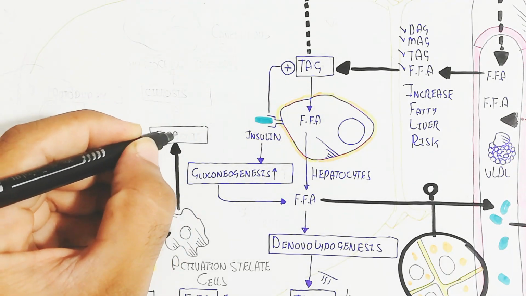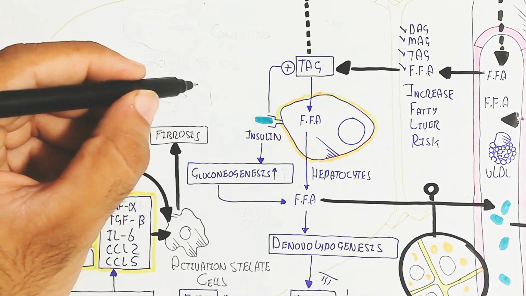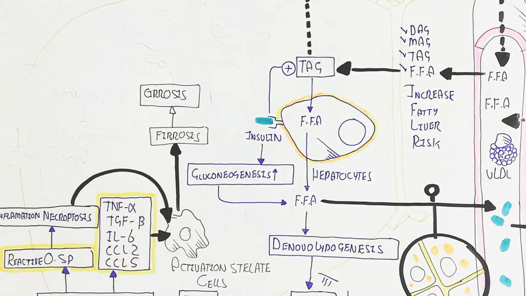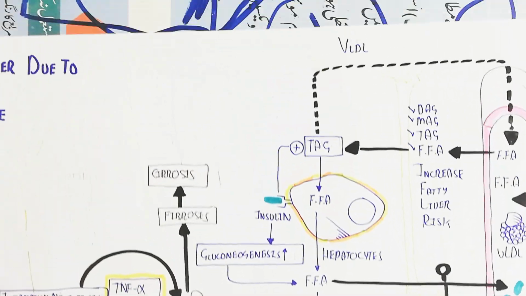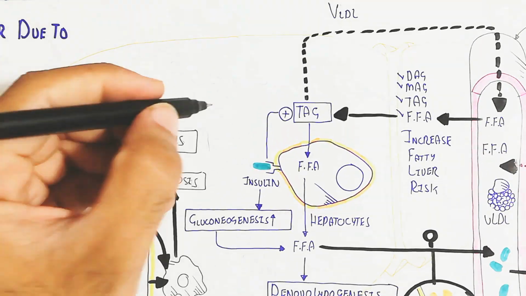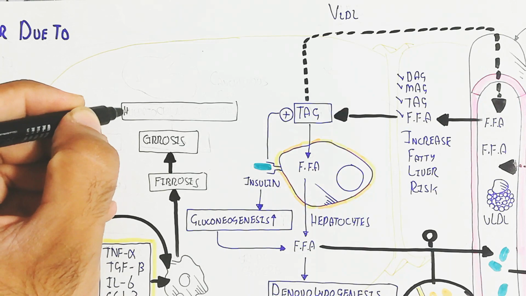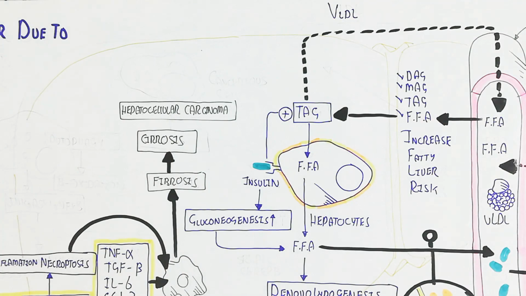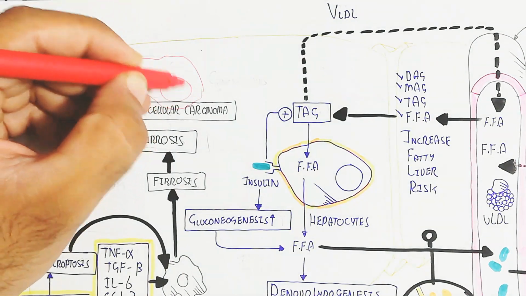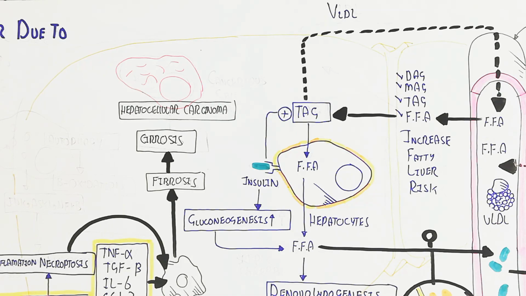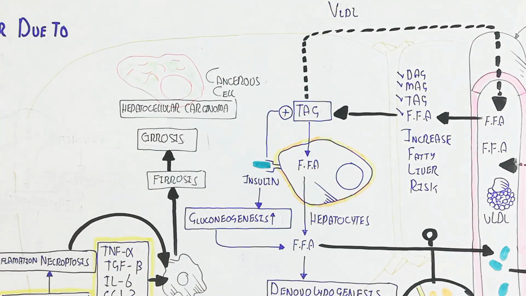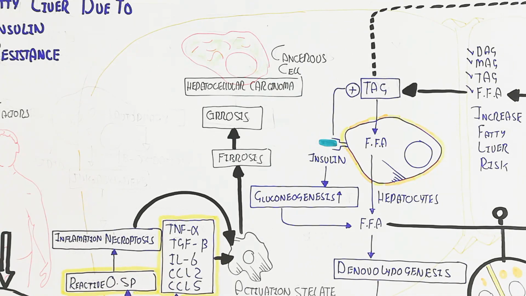And this occurs due to the activation of stellate cells by inflammation and necroptosis of the hepatocyte, as well as the lipotoxicity producing tumor necrosis factor alpha, transforming growth factor beta, interleukin 6, CCL2 and CCL5. In this way, hepatocellular carcinoma will occur. The hepatocyte will lead to cancer, or autophagy will occur.